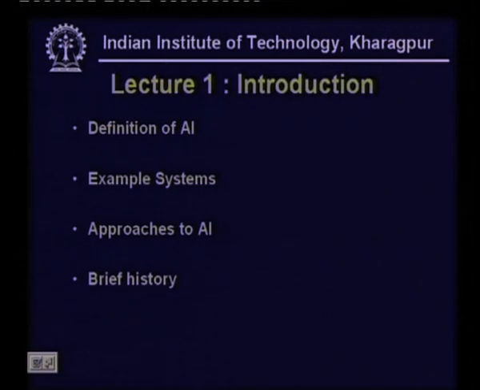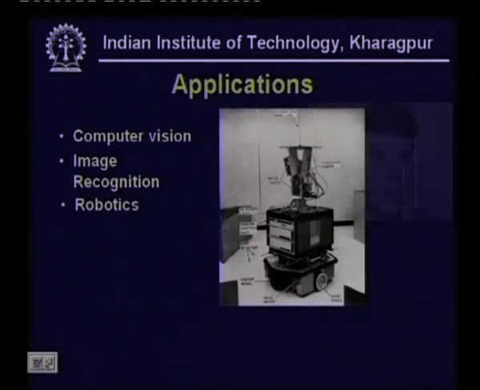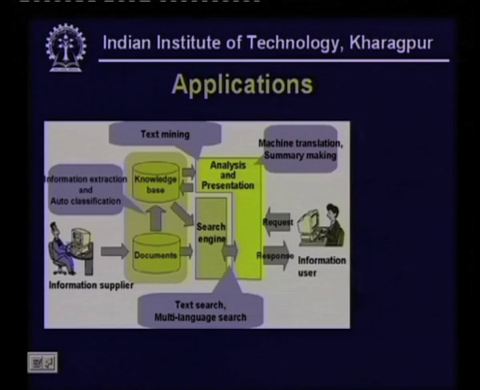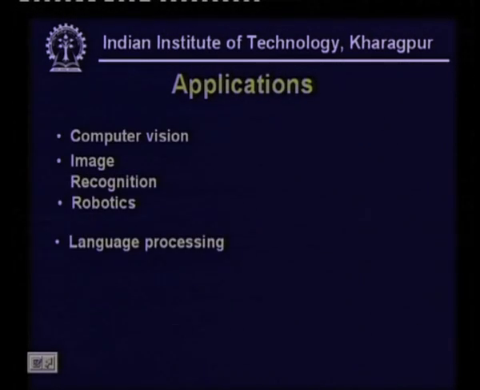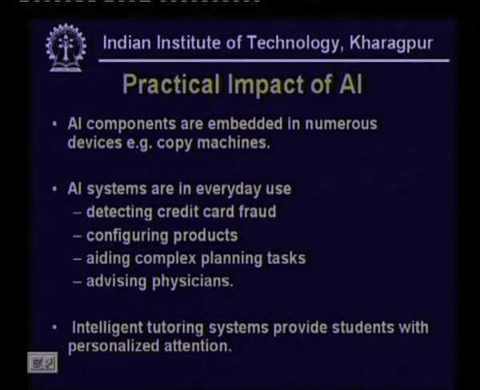Now that we have looked at the definition of AI, let's have a look at some example AI systems that have been around. These are some of the applications of AI: computer vision, image recognition including face recognition, robotics, natural language processing and natural language understanding, speech processing, etc.